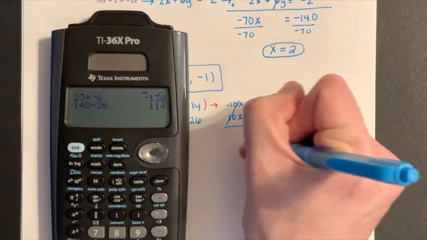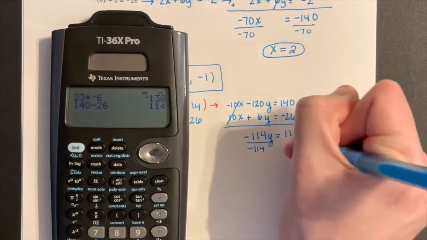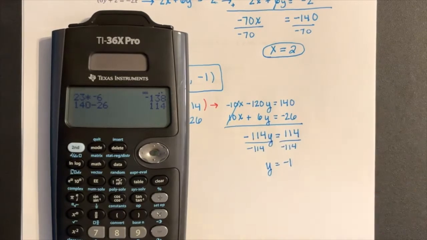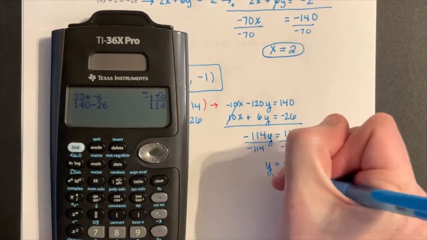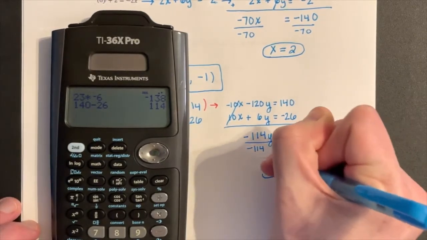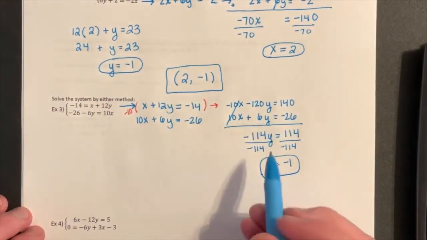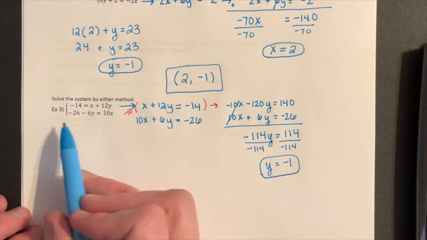So when you divide by negative 114, I end up with y is negative 1. I found out what y is. We need to plug in to find out the x value. You can plug it into any of these equations.